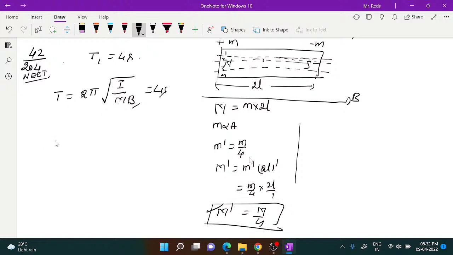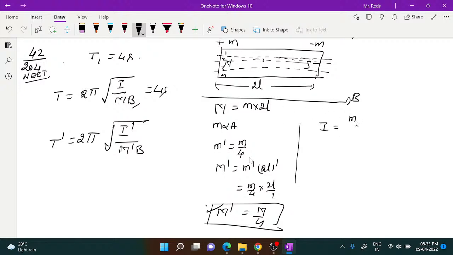Next, the new time period is 2 pi square root of I dash over m dash B, when it is cut into 4 equal pieces. The moment of inertia changes to I dash, the magnetic moment changes to m dash, and B is the same. We have m dash already. But what is I dash? The moment of inertia for a rod of length L about an axis through its center is m L square by 12. Here we can take 2l itself as capital L.